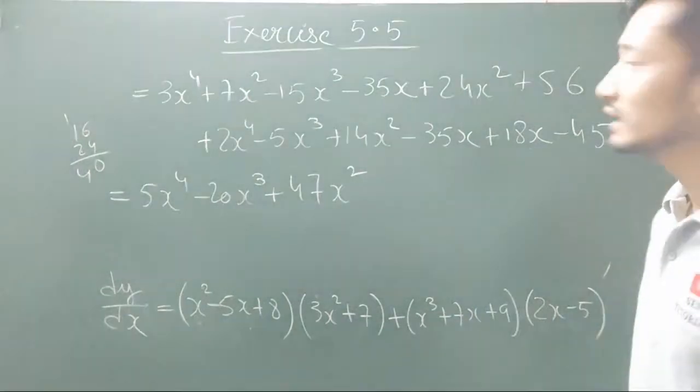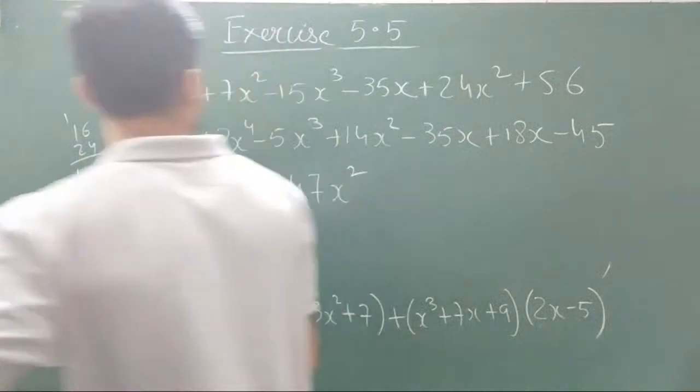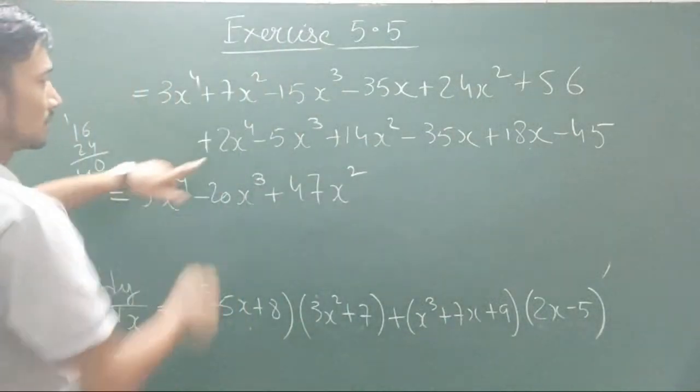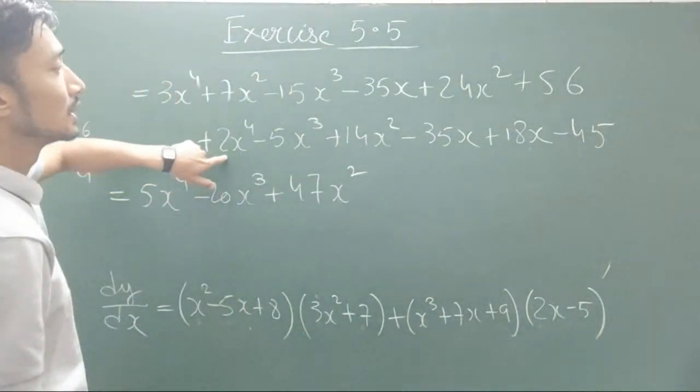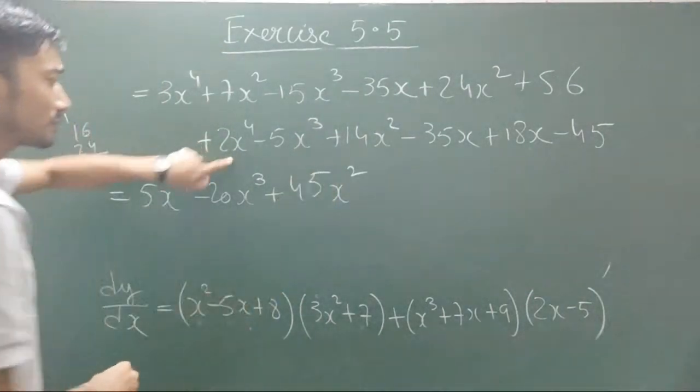Can you see anything unusual here? I think the answer is 45. Are we adding properly? Oh, this is x squared. Then why am I adding this? I added this. Okay, 45.